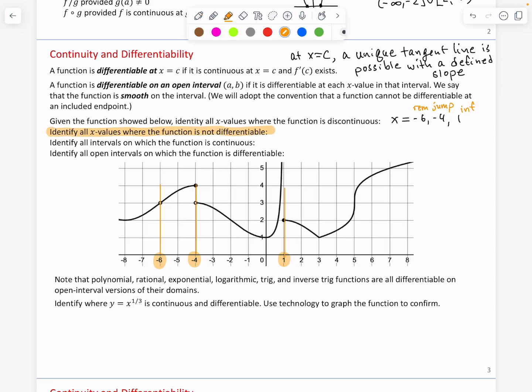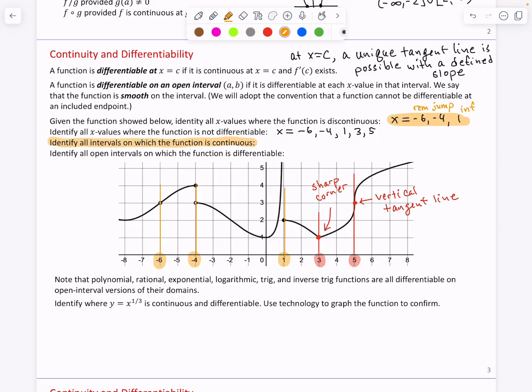Now identify all x values where the function is not differentiable. Well, anything in this list will also be in the next list, because for a function to be differentiable, it must first be continuous. In addition to that, the function will not be differentiable at this sharp corner or at this location where the tangent line would be vertical. So at x is 3, we have a sharp corner at which no tangent line can be drawn because the function instantaneously changes from one slope to another. And then at this location, we have a vertical tangent line, and vertical lines have undefined slopes. So we add to our list both 3 and 5. Everywhere else, we say that function is smooth.